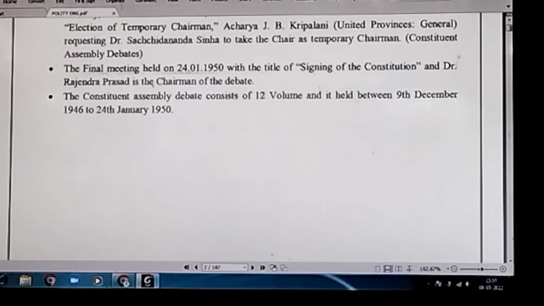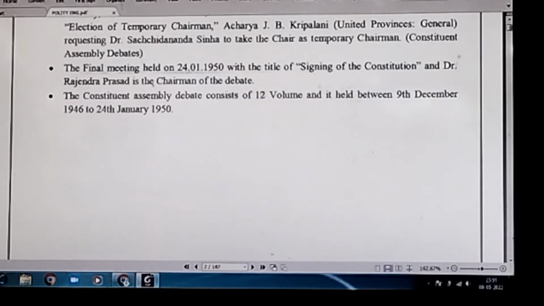Other functions performed. In addition to the making of the Constitution and enacting of ordinary law, the Constituent Assembly also performed the following functions. Number 1. It ratified India's membership of the Commonwealth in May 1949. Number 2. It adopted the national flag on July 22nd, 1947. Number 3. It adopted the national anthem on January 24, 1950. Number 4. It adopted the national song on January 24, 1950. Number 5. It elected Dr. Rajendra Prasad as the first President of India on January 24, 1950.